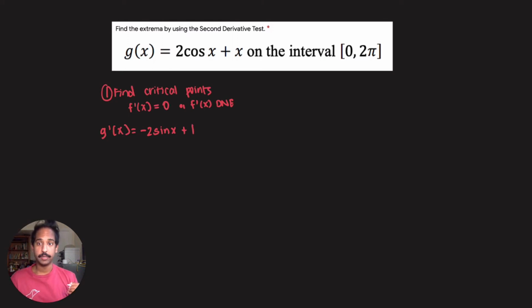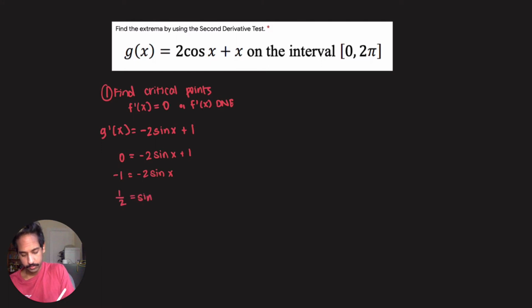Now we need to see, is this ever undefined? No. Every x value works for sine, so we're good there. But is it ever equal to 0? 0 equals negative 2 sine x plus 1. I'm going to subtract 1 from both sides. Negative 1 equals negative 2 sine x. Divided by negative 2, so 1/2 equals sine x.